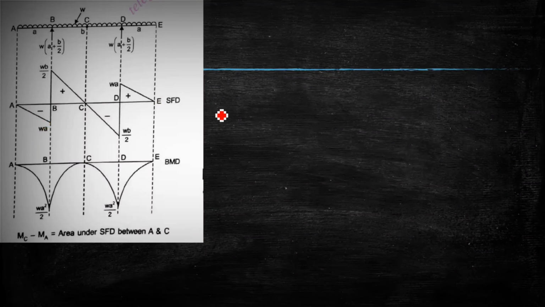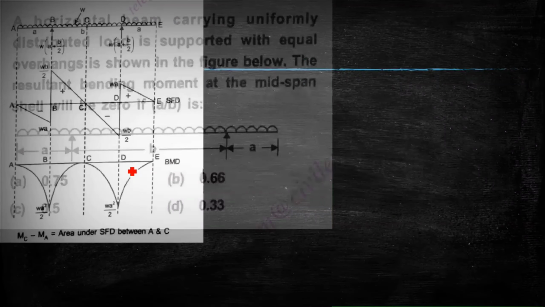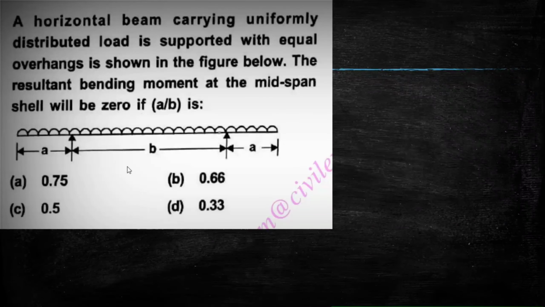So the area of this is half into A into WA, and for this it is half into WB by 2 into the base, that is B. Solving this, we get the value 0.33. So option D is the answer.